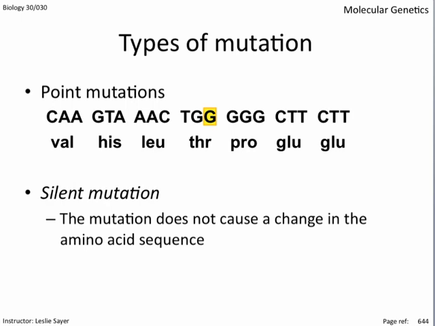Mutations covering a larger amount of DNA are called chromosomal mutations and can affect multiple genes. These kinds of mutations can result in the loss or duplication of portions of chromosomes. We'll talk more about these kinds of mutations and their link to cancer later.